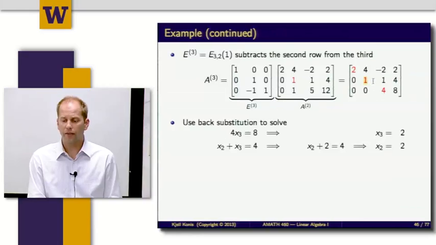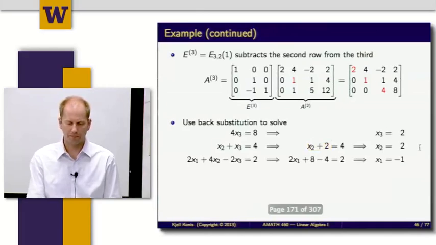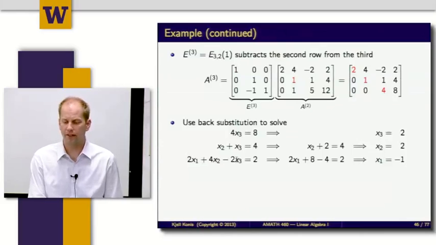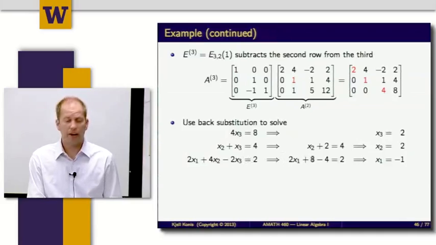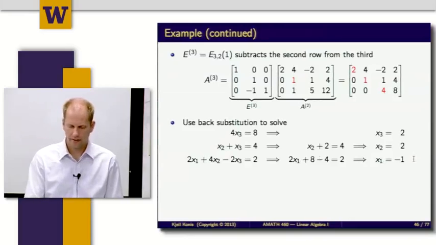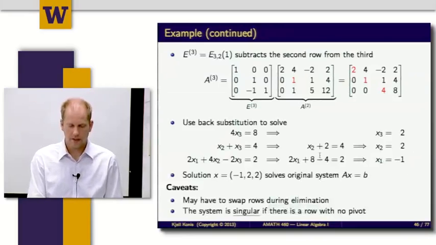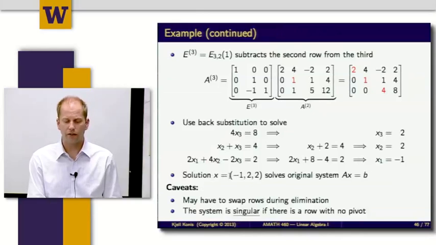Then my second row tells me x2 plus x3 has to be equal to 4. So I already know what x3 is, so I plug that in and then solve for x2, and that tells me that x2 is also equal to 2. And then my top row tells me that 2x1 plus 4x2 minus 2x3 has to be equal to 2 as well. But I know x2 and x3, so I'll plug those values in, and then I find x1 has to be equal to -1. And so the solution x is equal to -1, 2, 2.